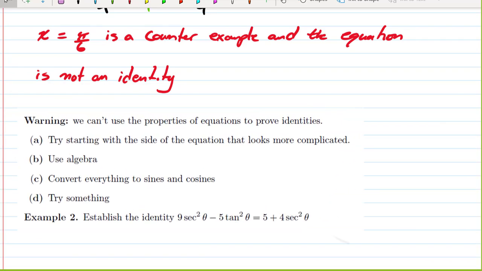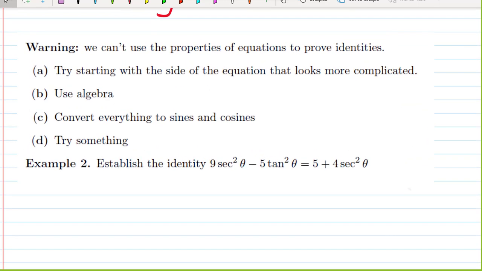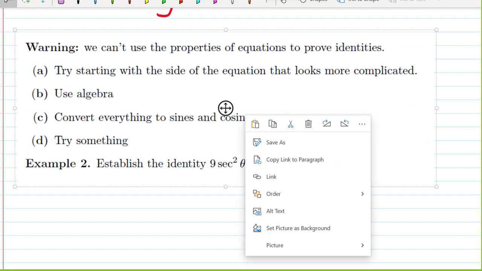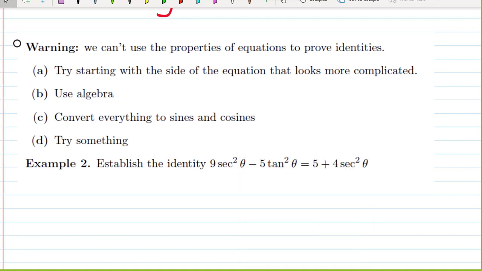So the first thing we want to take note of, as a warning, is that we can't use the properties of equations to prove identities. Until we prove an identity, we don't know that it is a true equation. So it would be circular logic to use properties of equations on something that we haven't proven is an equation yet. So our 4 tips are: try starting with the side of the equation that looks more complicated.